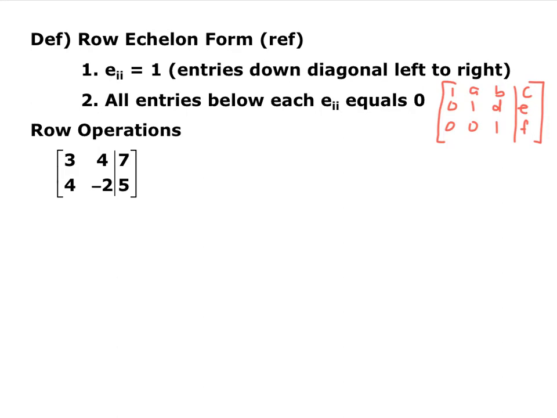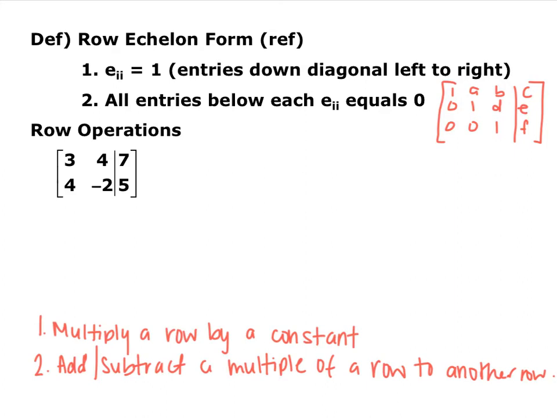The way that we get an augmented matrix like this one into row echelon form is using what's called row operations. There are 2 types of row operations you can do. One, you can multiply a row by a constant. So think of elimination, where you can multiply an equation by a number, and then you just distribute that to every coefficient in the equation. So you can do the same thing in matrix form.